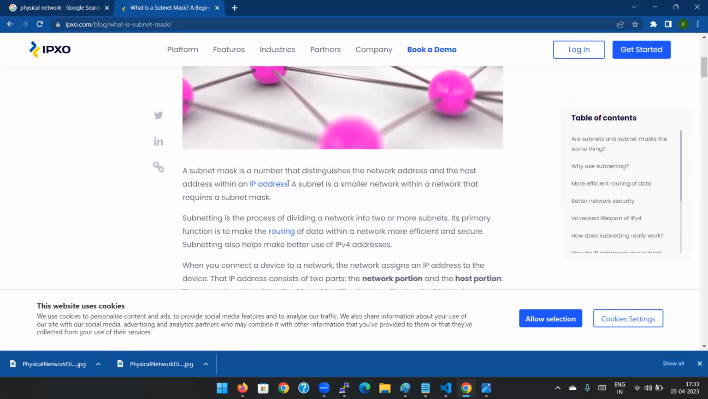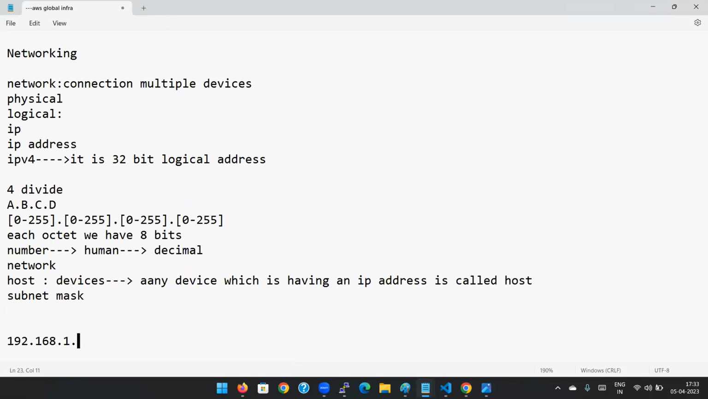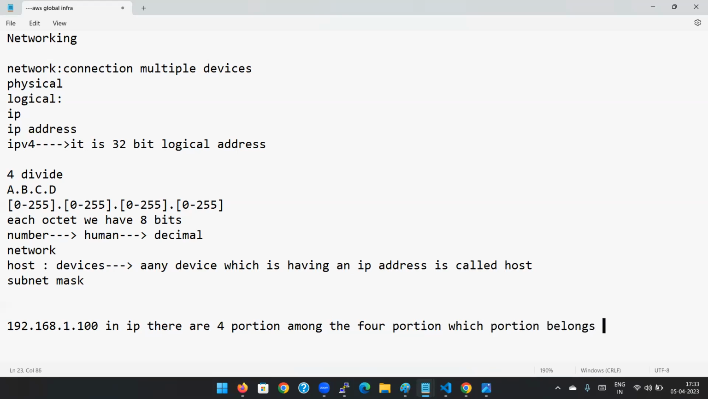The main task of the subnet mask is this: whenever an IP address is given to a computer, for example 192.168.1.100, this is the IP address I am providing for a computer. In an IP address, there are 4 portions. Which portion belongs to the network and which portion belongs to the host is given by the subnet mask. With the help of the subnet mask, you can differentiate the host and network portion.